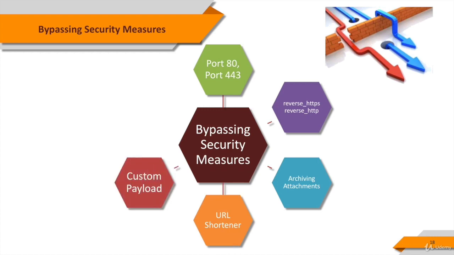To bypass intrusion detection and prevention systems, IPS, IDS, antivirus systems, use custom payloads instead of existing payloads created by the frameworks like Metasploit. And of course, you should encode the payload before embedding it.